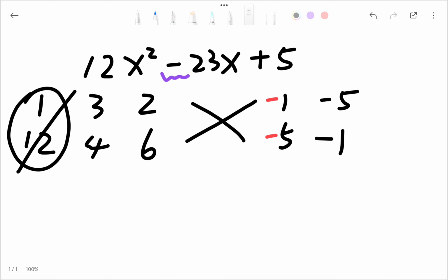Okay, let's have a look at 3 and 4. Again, let's do the cross multiply. This gives us negative 19, very close to negative 23. Okay, let's try the second combination.